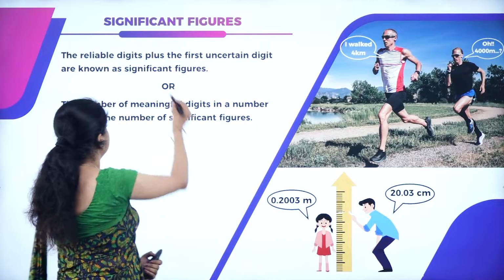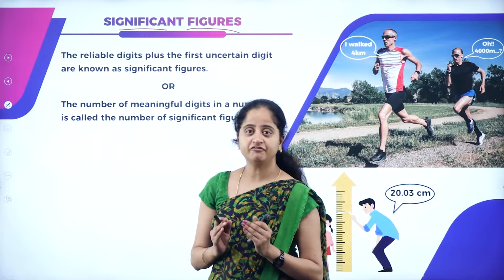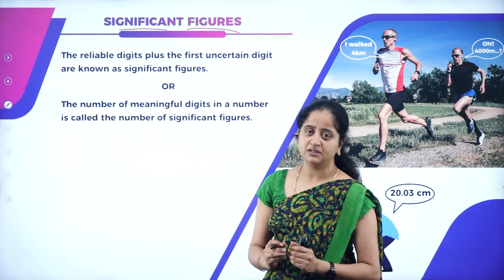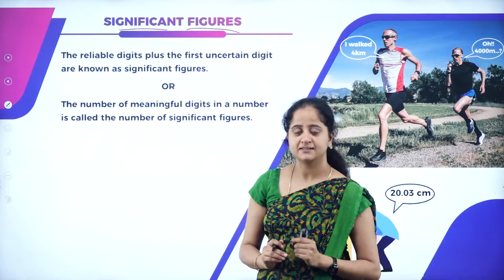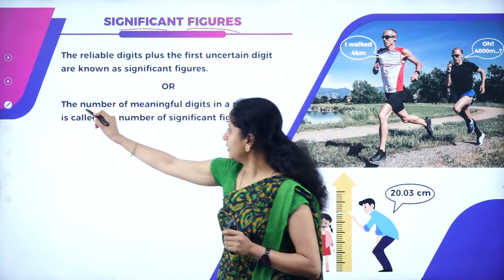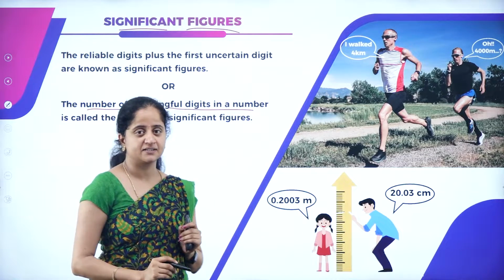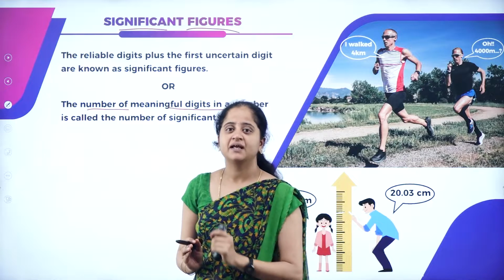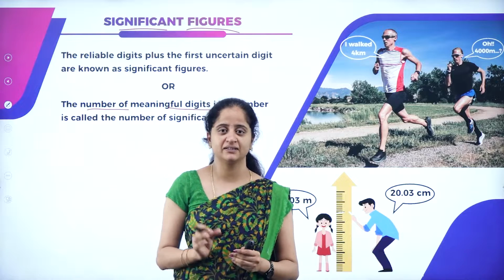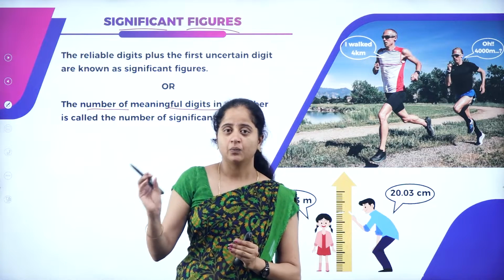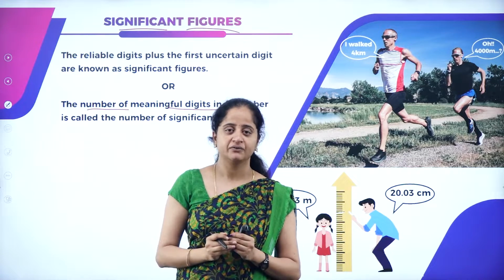So let us start with the first topic, that is significant figures. What is the meaning of significant figures? While talking about numbers, the meaningful digits that are present in a given number are called significant figures. Yes, the number of meaningful digits in a given number is called the number of significant figures. If I tell you some number like 1, 2, 3, 4, 5, 6, 7, and ask how many significant figures you have in this given number, we must be able to say one particular number that tells the number of significant figures we have.